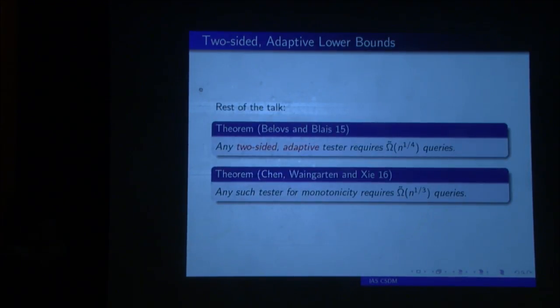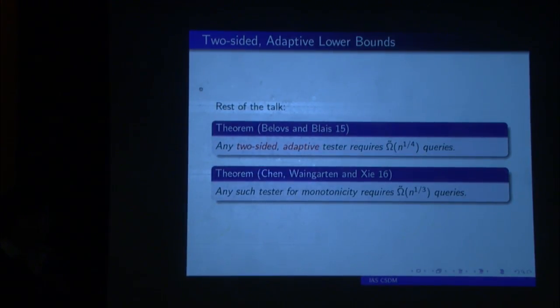So these two will be the results that I'll focus on in the rest of the talk. The first one is a breakthrough made by Belovs and Blais. It's the first polynomial lower bound for adaptive monotonicity testing. They prove a lower bound of n to the 1/4. And we recently improved it to n to the 1/3.